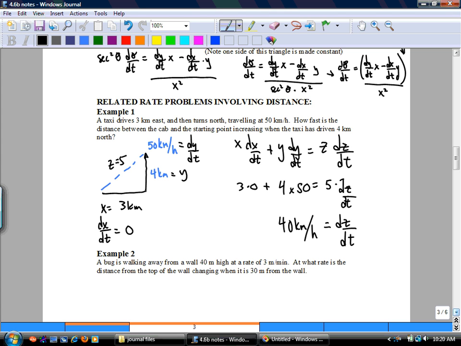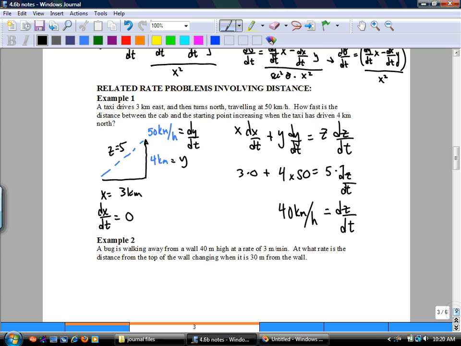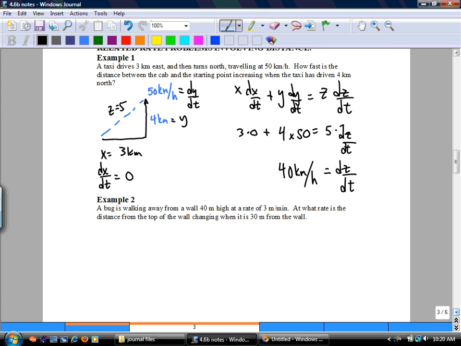A bug is walking away from a wall 40 meters high at a rate of 3 meters per minute. At what rate is the distance from the top of the wall changing when it is 30 meters from the wall? Okay, so we've got the whole 40-meter wall, and we're 30 meters from the wall, and we're walking away at a rate of 3 meters per minute. And how fast is this distance changing? Quick, find the third side. 50 meters, okay.